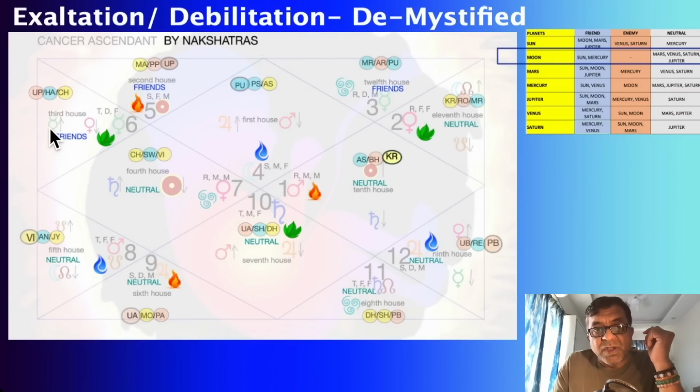So if Mercury falls in the third house for a Cancer ascendant, it becomes exalted because it's in the friendly house, functionally benefic, as well as it falls in the friend's house. And Mercury is exalted in Virgo. Mercury is the peak in Virgo, so it becomes more exalted. This is the way we analyze. Next, we shall take up the other planets. I think in the list we have next Mars. Let's take up Mars.